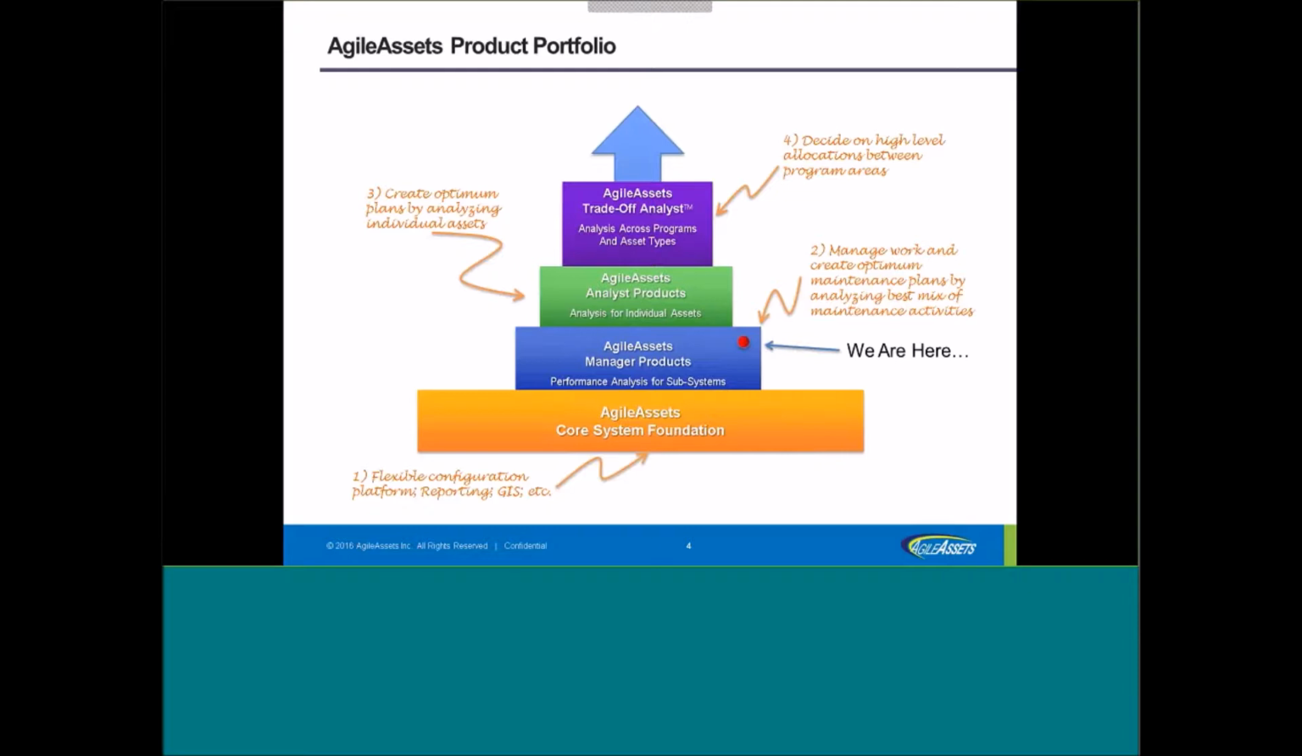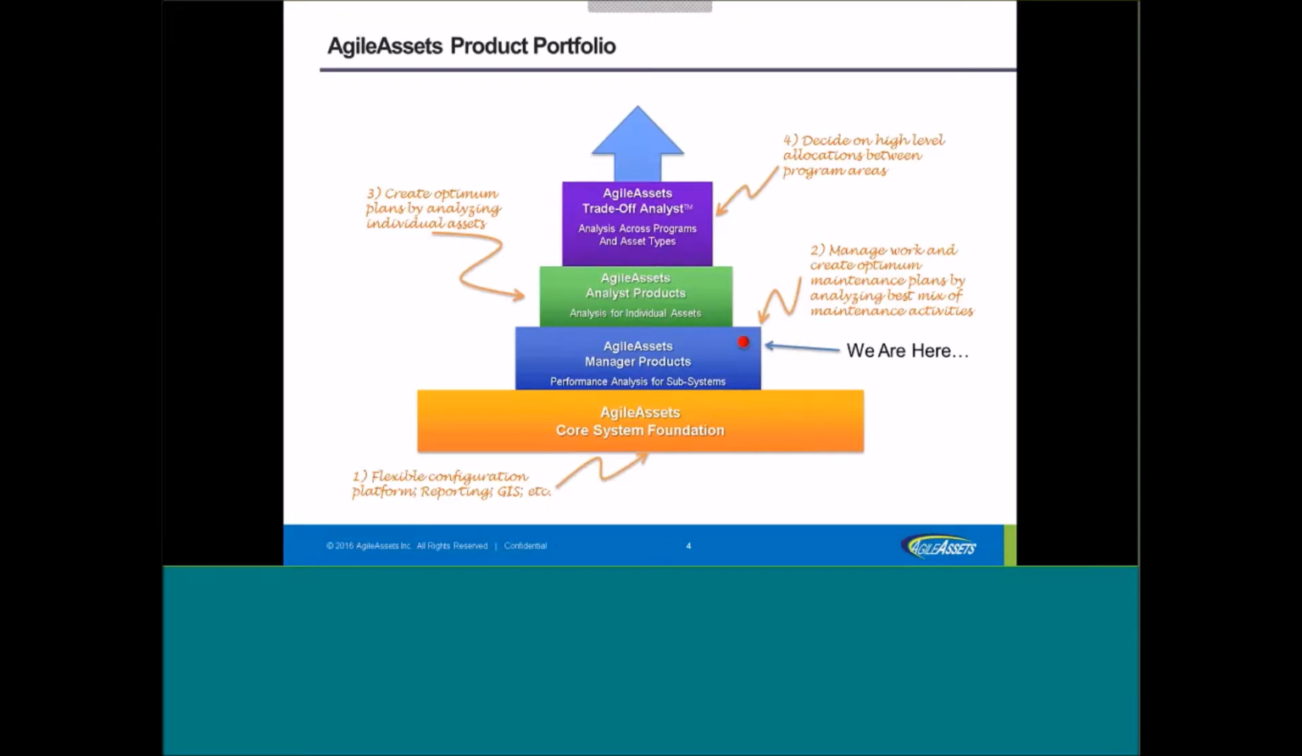And then right at the top there, we have what we call our trade-off analyst. And in that case, what you're doing is really pulling together all your different programs. So you're really trying to do a good job of working out what sort of budget you should have in your bridge program versus what budget you should have in your pavement program, for instance.